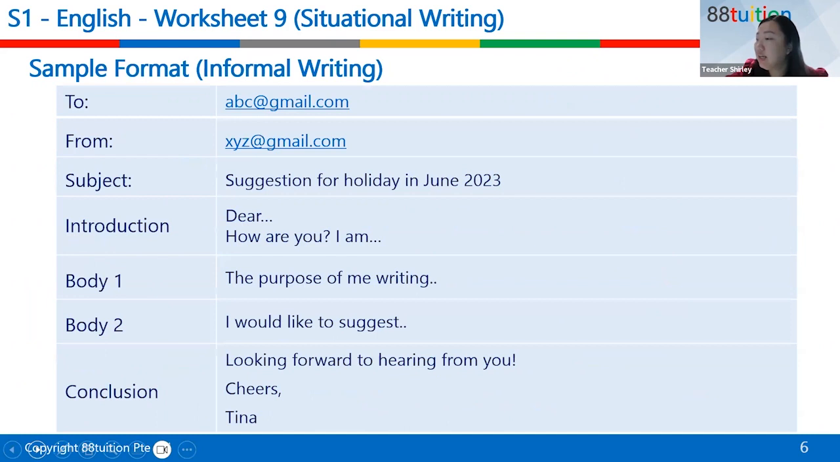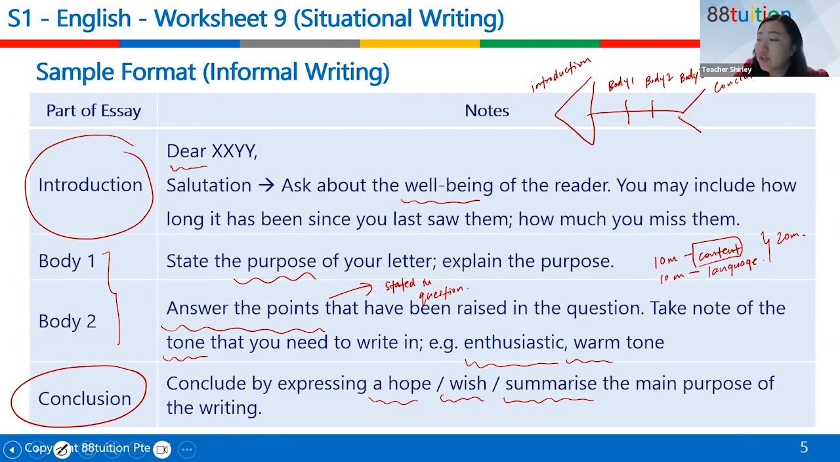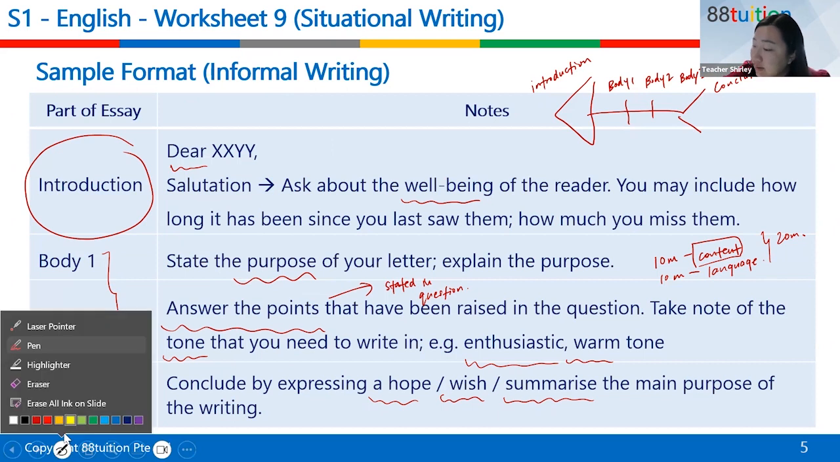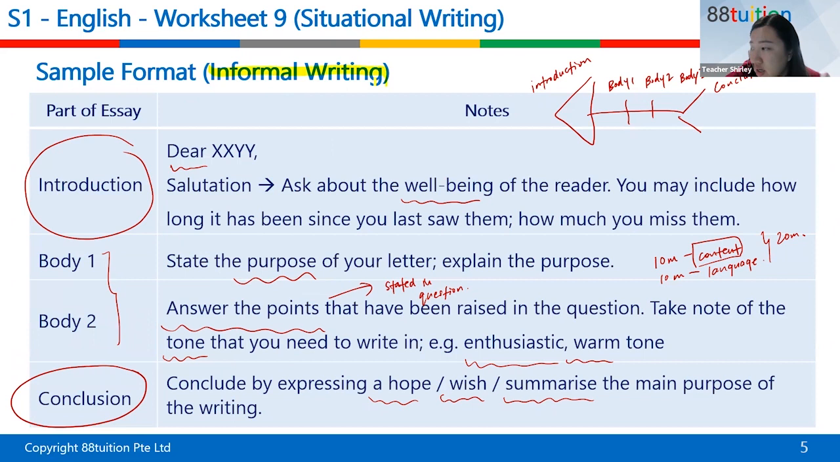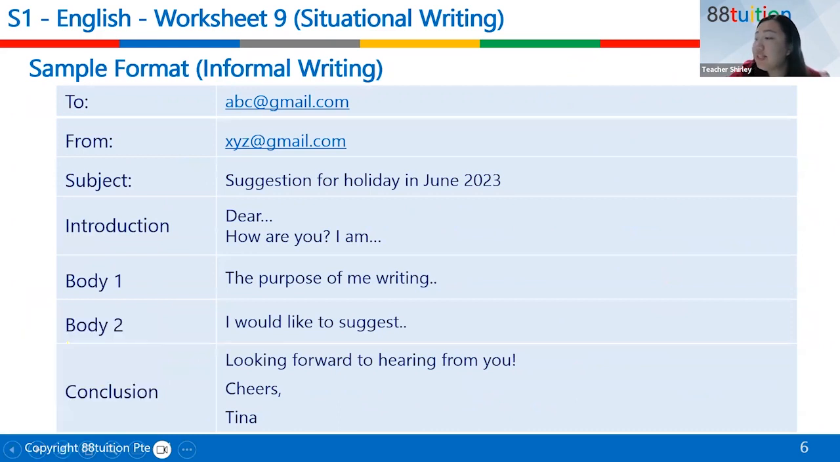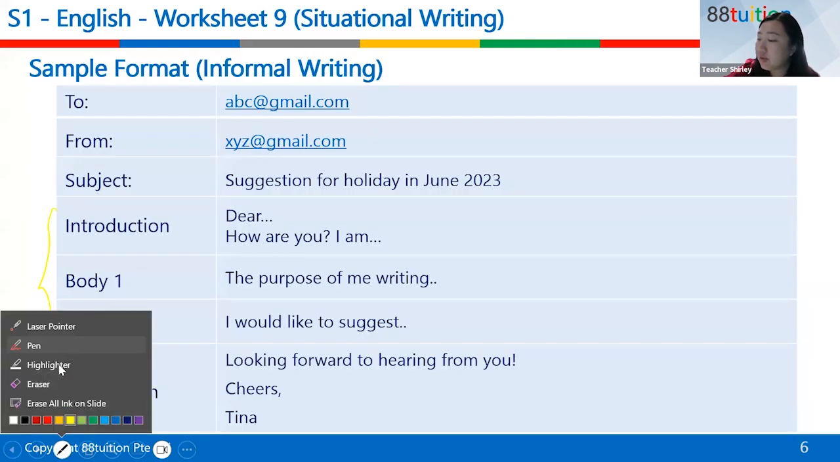Now, just now was the fishbone for informal writing in general. Like I said, informal writing sometimes can be a letter, sometimes an email, sometimes a speech. So now let's zoom into how you should write it if it is an email. If it is an email, everything is the same as before: the introduction, the body, the conclusion.